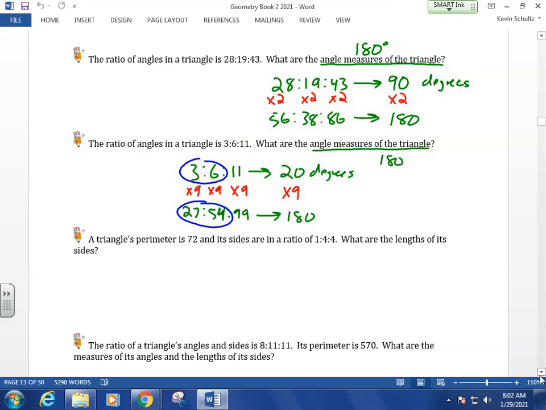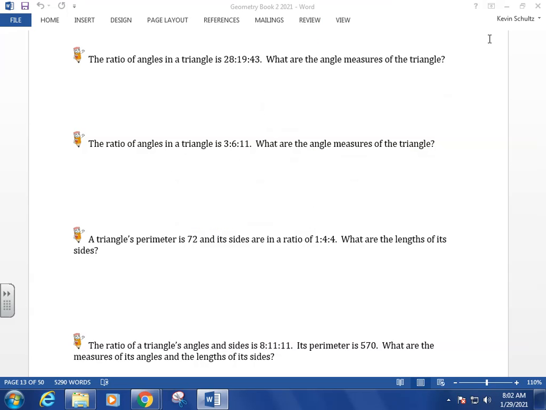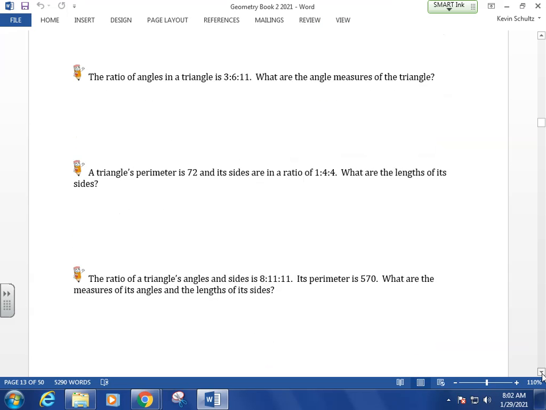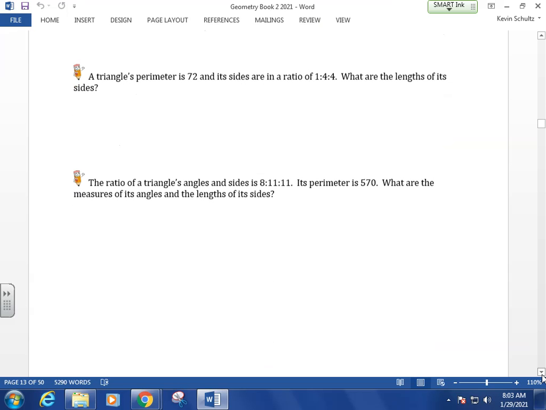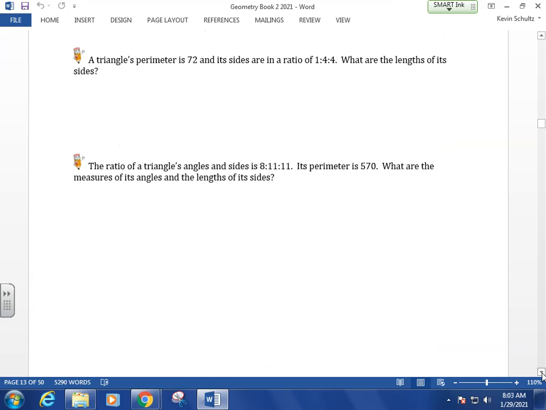Let's look at the next 2. I think this is all we have, just 2 more. A triangle's perimeter is 72, and its sides are in a ratio of 1 to 4 to 4. What are the lengths of its sides? So we're no longer talking about angles now. So that 180 is out the window. We are talking about the triangle sides.